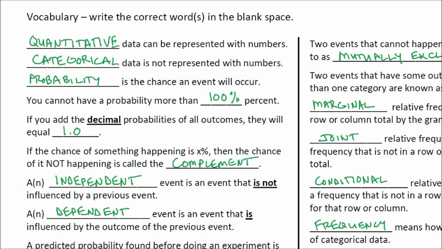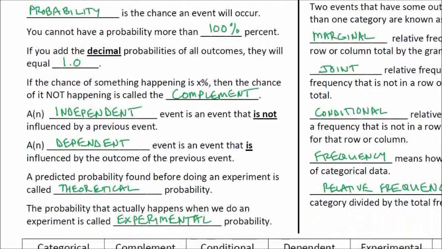If the chance of something happening is X%, then the chance of it not happening is called the complement. So the complement of something happening is everything opposite of the event that you're looking for. So if you said the probability of it raining was 17%, then the opposite, or the probability of it not raining, is just 100% minus 17%. So you can just find the opposite of some probability by taking its complement.